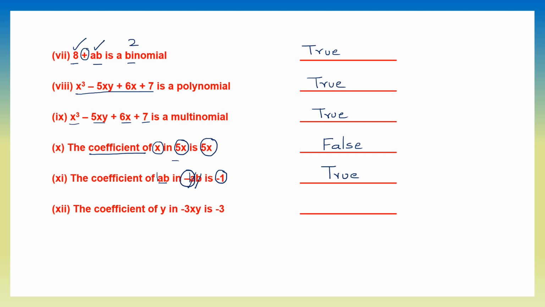Question 12. The coefficient of y in minus 3xy. So leave out y because they have told us about coefficient of y. So what is left is minus 3x. But what does this statement say? The statement says the coefficient of y in minus 3xy is minus 3. No, that's false because it is minus 3x. So this statement is false.